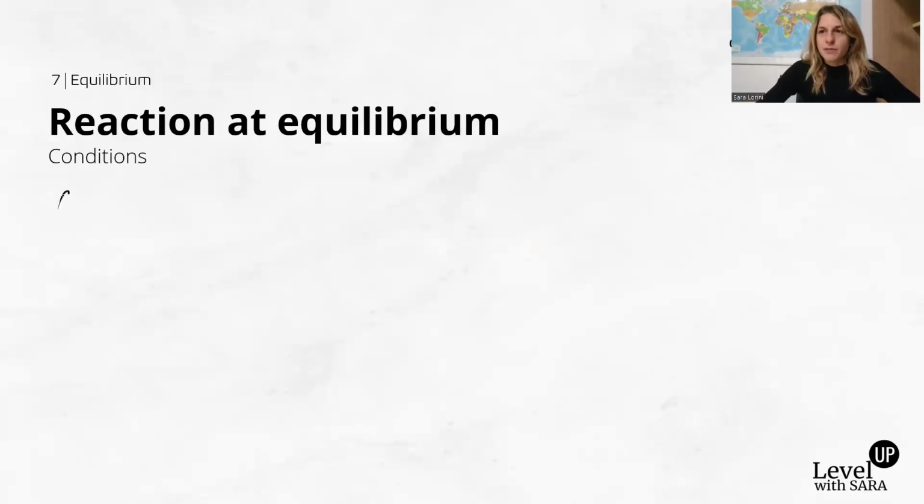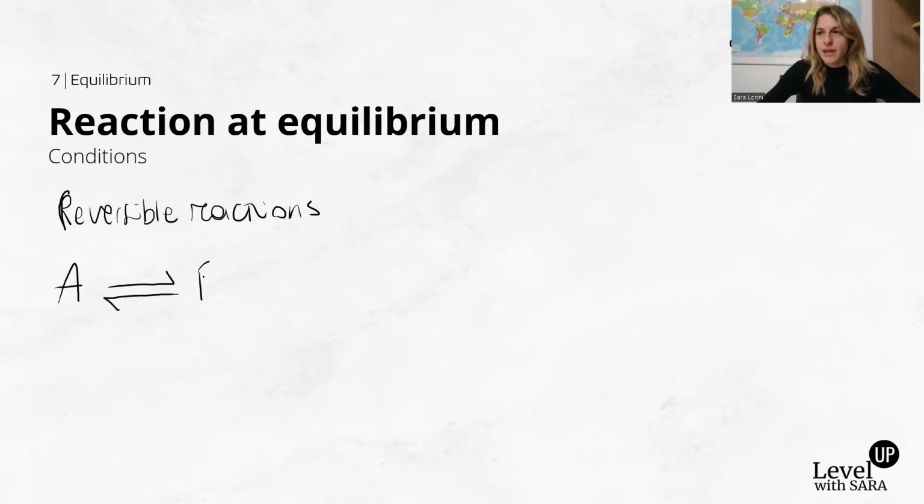Only reversible reactions can reach equilibrium. So reversible reactions are those that can occur both forward and backward. Okay, so these reactions don't go to completion. They occur in both directions.